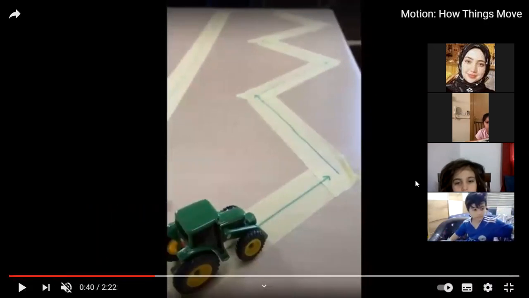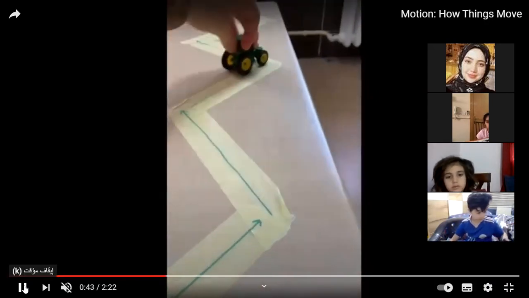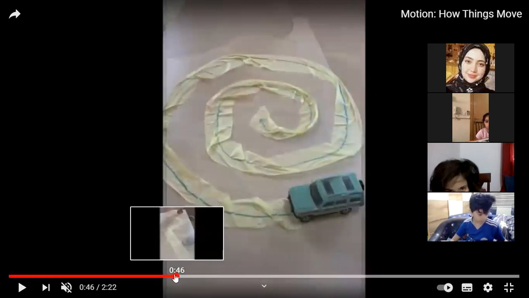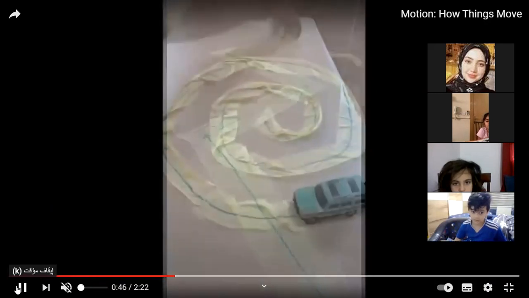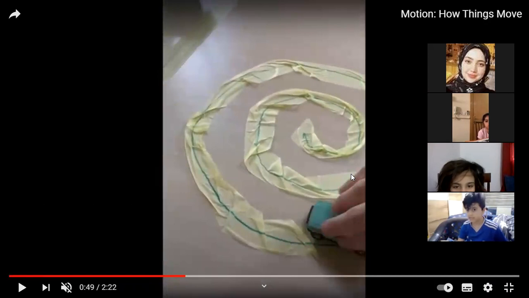Look at the car here, or the truck. What is this? Look at it, please. It moves in... What do we call this? Zigzag. Bravo, Hala. Your turn.